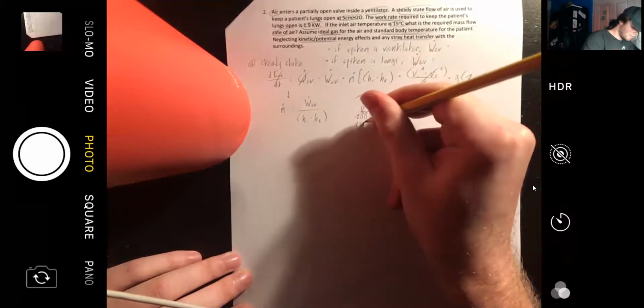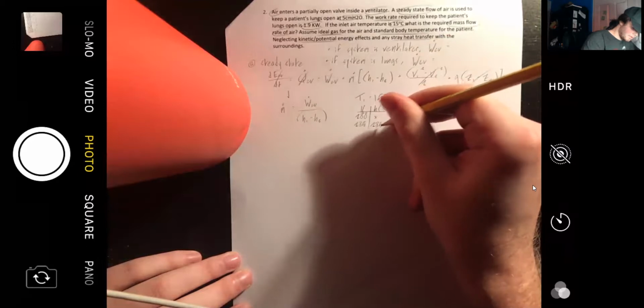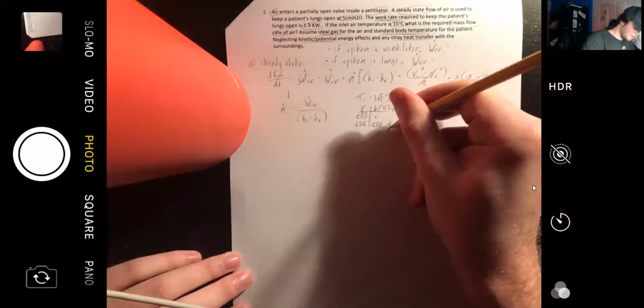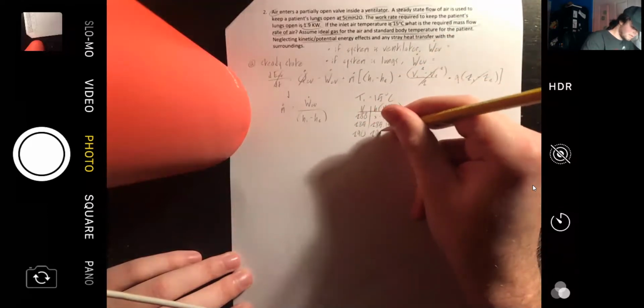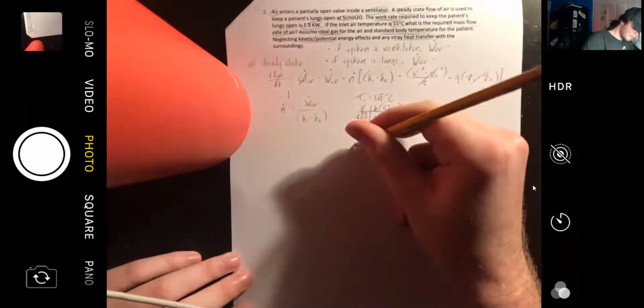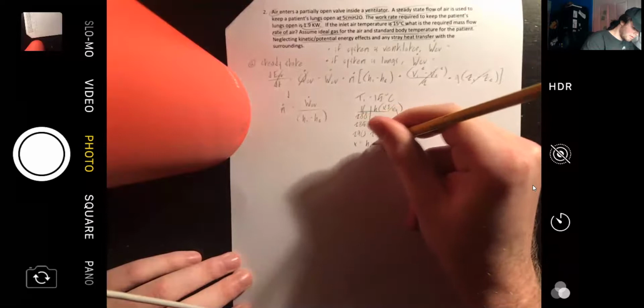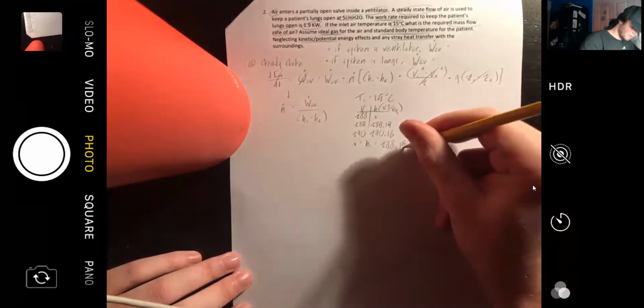285.14. This is not going to be a very impressive interpolation, let me tell you. 290, it's going to be 290.16. I already see a trend happening. So X is equal to H1, which is equal to 288.15 kilojoules per kilogram.